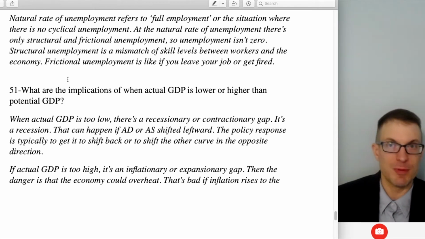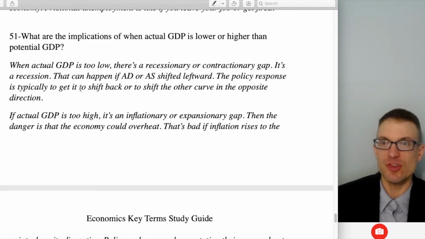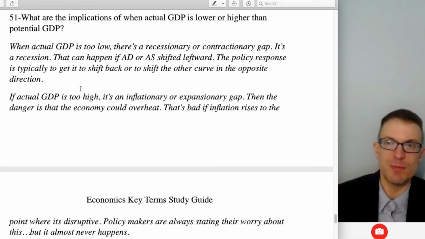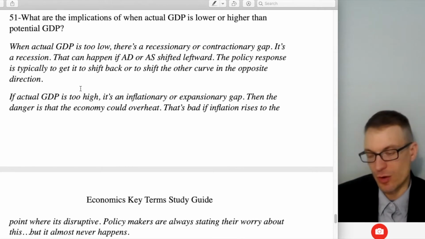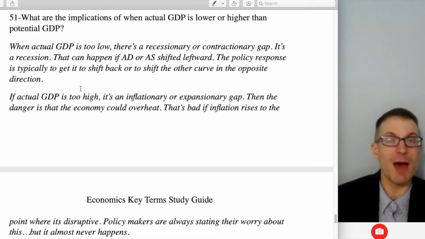Structural unemployment is typically going to be solved by either a new factory coming in or a new employer coming in, or workers moving, or workers retooling and getting different human capital. What are the implications when actual GDP is lower or higher than potential GDP? Lower real GDP corresponds to a recessionary or a contractionary gap. So this is caused by either a leftward shift of the aggregate demand curve. You'd know that happened if there's deflation. Or a leftward shift of the aggregate supply curve. You'd know that was true if there's inflation.